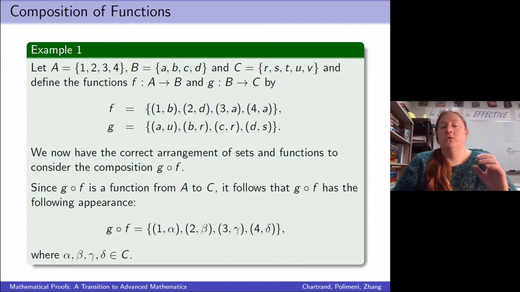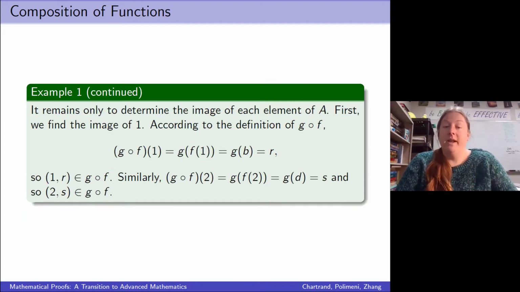So we're going to do g of f, and g of f is going to be a set of ordered pairs where the domain, the first element in the ordered pair, is going to come from f. So f has 1, 2, 3, and 4. So g of f will have 1, 2, 3, and 4. And then the second element will be some element in C. So it's left to us to figure out what element in C that will be.